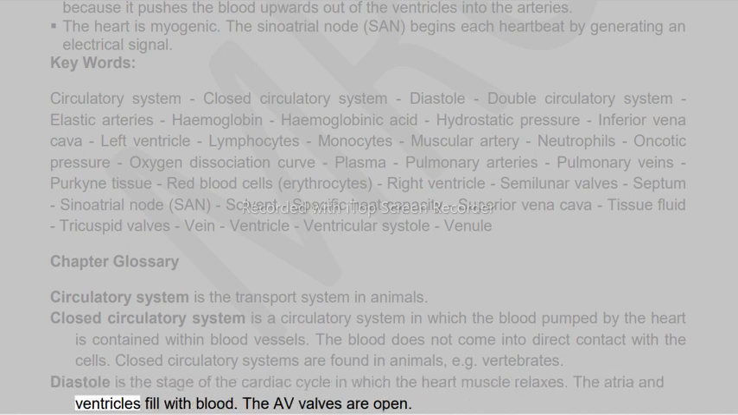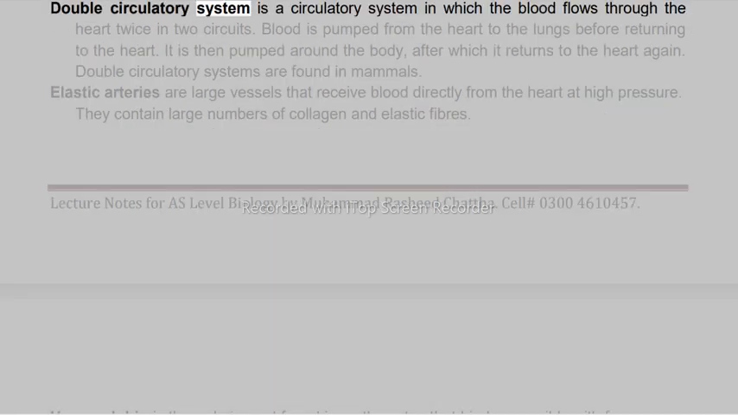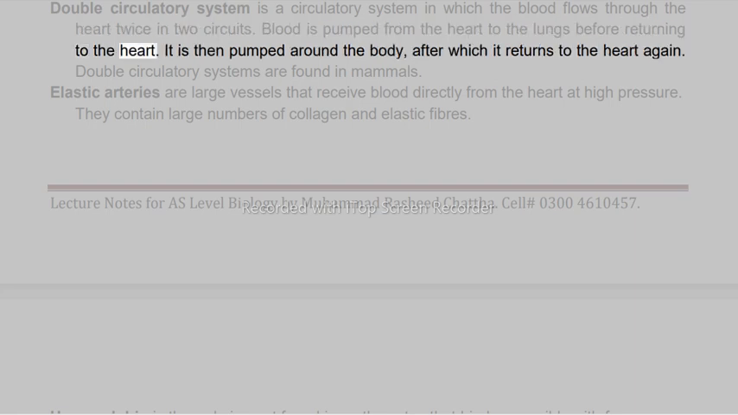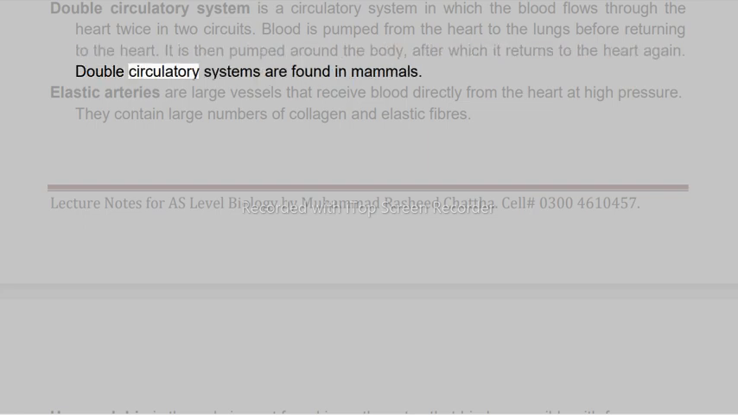The atria and ventricles fill with blood. The AV valves are open. Double circulatory system is a circulatory system in which the blood flows through the heart twice in two circuits. Blood is pumped from the heart to the lungs before returning to the heart. It is then pumped around the body, after which it returns to the heart again. Double circulatory systems are found in mammals.